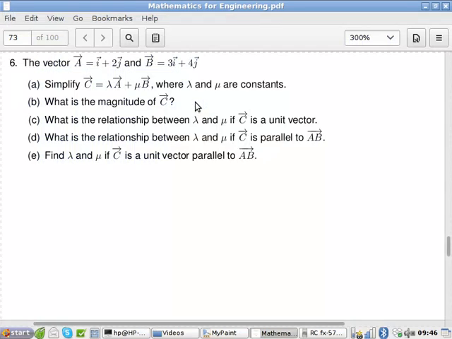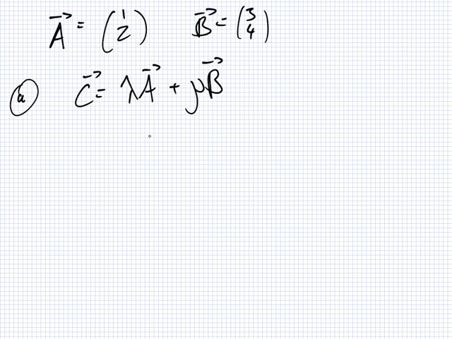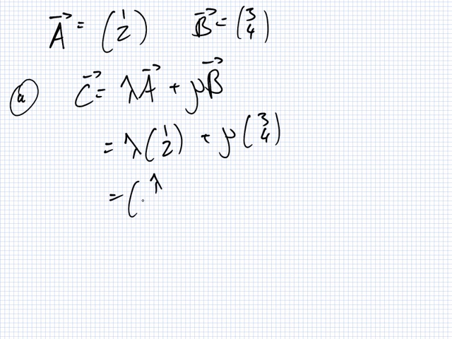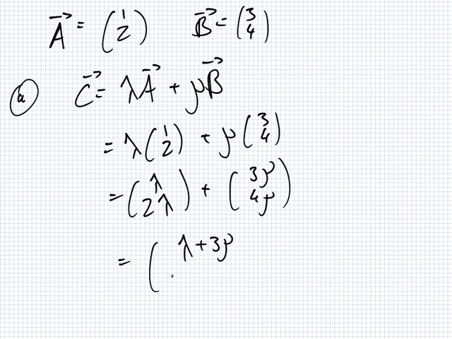Part A, simplify this. Well, that'll be lambda (1, 2) plus mu (3, 4). That'll be (lambda, 2 lambda) plus (3 mu, 4 mu). That will be (lambda plus 3 mu, 2 lambda plus 4 mu). So that's the first part.